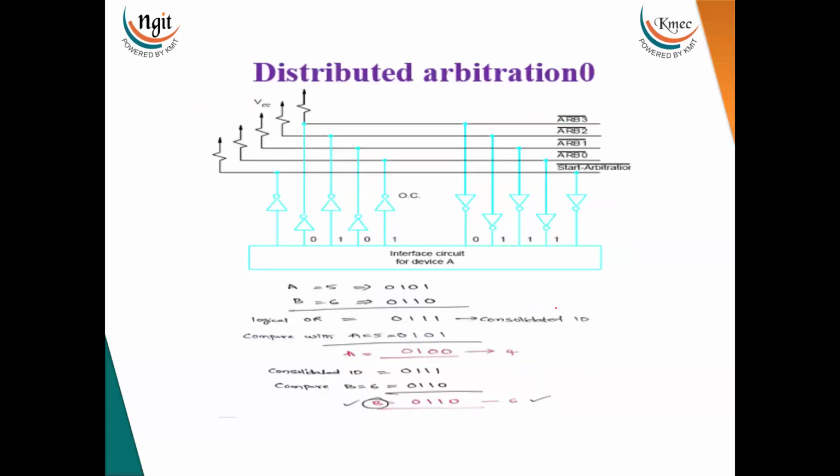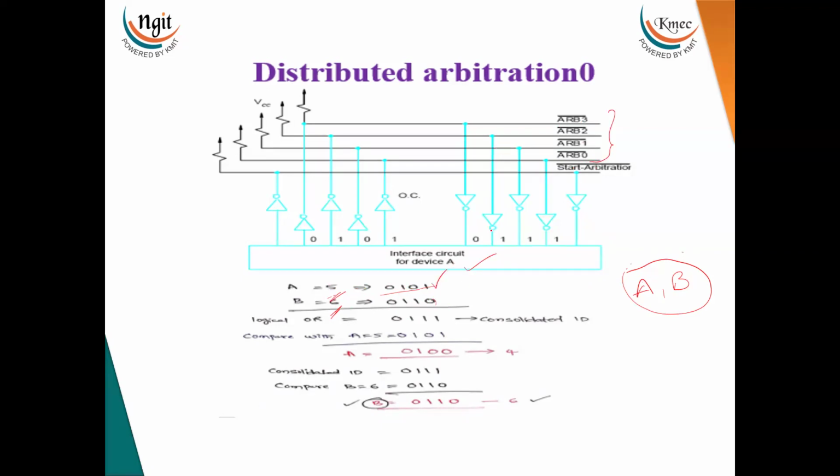Now coming to distributed arbitration. For example, if device A and device B both need the bus control, then both will participate in the competition. Here A has the ID 5 and B has the ID 6. This is the bus ID, the device ID. I can write 5 in binary as 0101 and 6 as 0110. Now these are the bus arbitration lines.